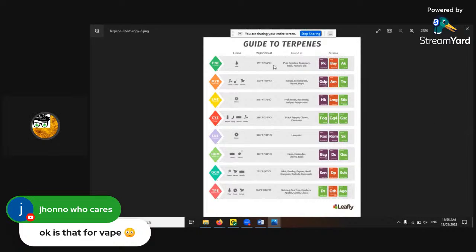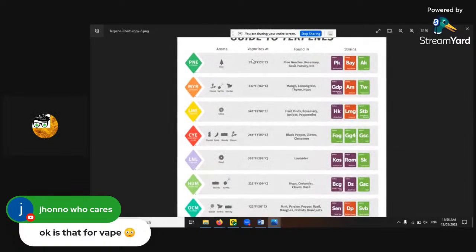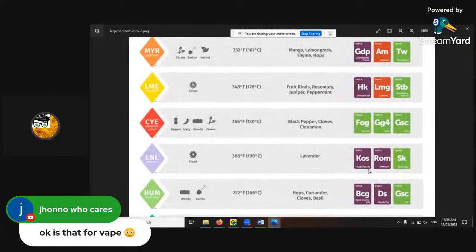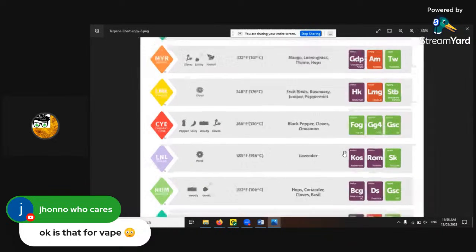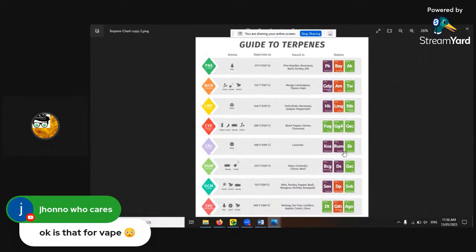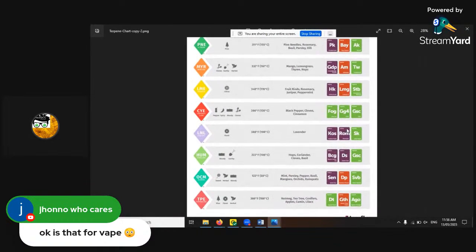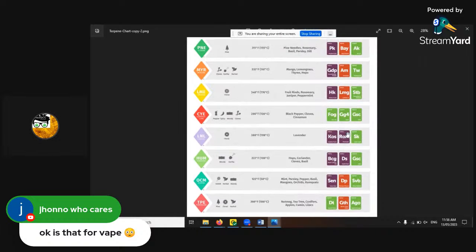Here's some more terpene temperatures. If you want a high linalool strain, you'll probably want to try some kosher kush, some Romulian, or some sour kush. They have a dominant linalool terpene. And then after that, you'll want to hope that your post-harvest techniques from the grower have been maintained so that you'll have this high in your end result.